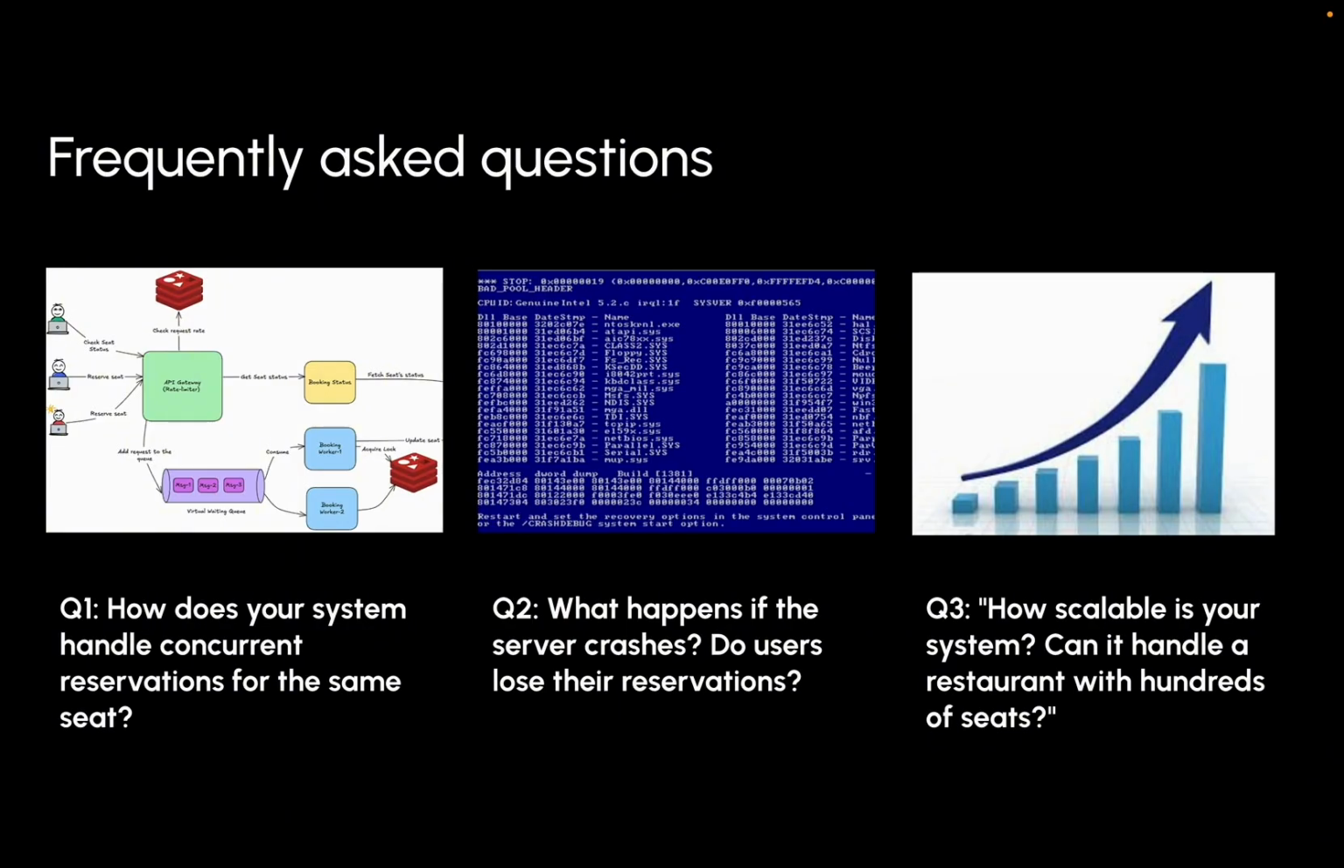How scalable is your system? Can it handle a reservation with hundreds of seats? Well, our system is designed to scale, which means that the server configuration allows restaurants to define any seating arrangement, from small cafes to large banquet halls. The reservation database uses efficient data structures, and our conflict detection algorithm checks only relevant time ranges. The threaded architecture means that the server can handle many concurrent users.